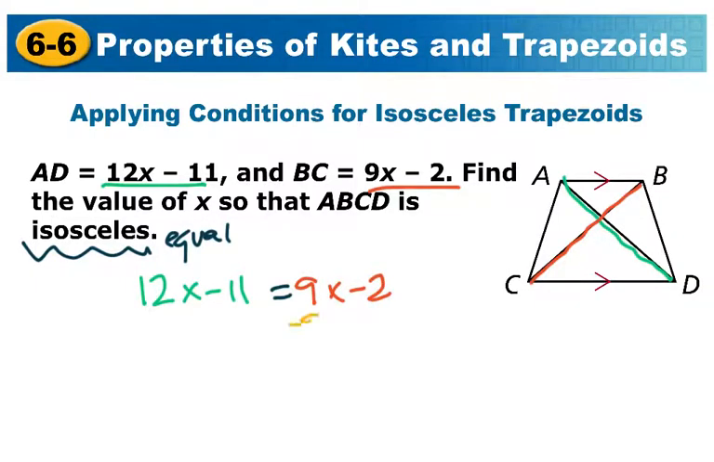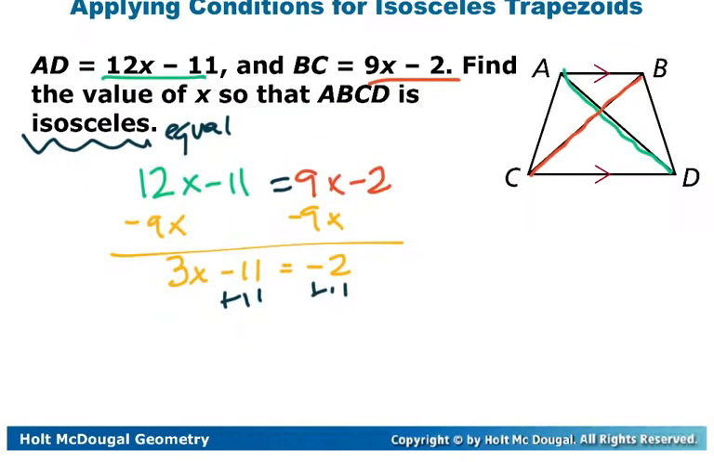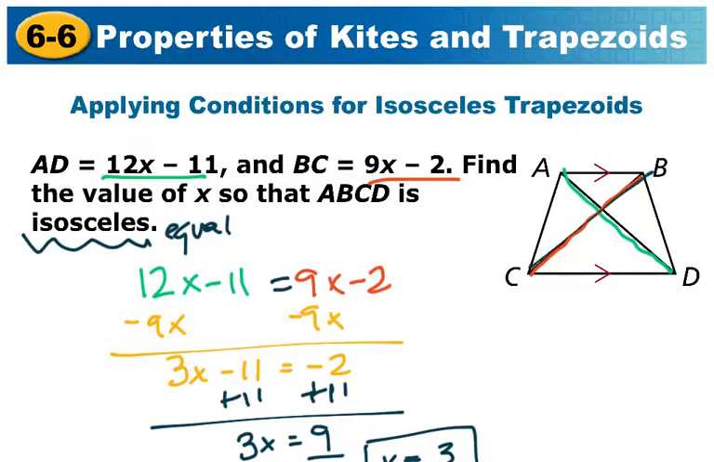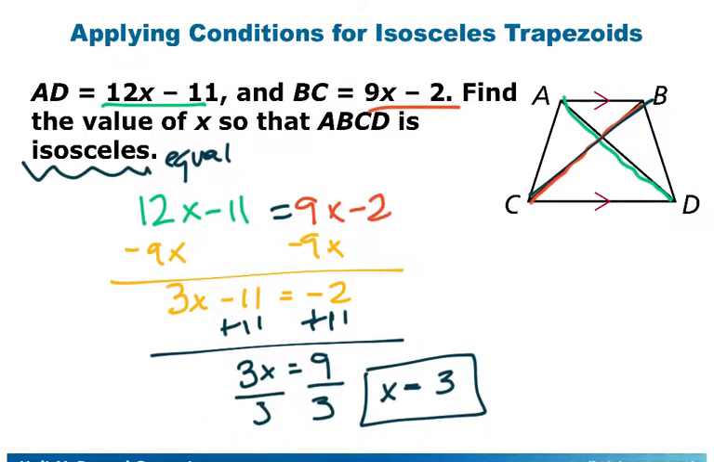And so let's see, I'll subtract a 9x to both sides, combining our like terms. And then I'll add an 11 over. And so we'll get 3x equals 9 and get an x of 3. So if we use an x of 3, that'll make this diagonal congruent to that diagonal, which means that we will have an isosceles triangle. I'm sorry, an isosceles quadrilateral, trapezoid. Wow. That was a lot of words that I forgot.